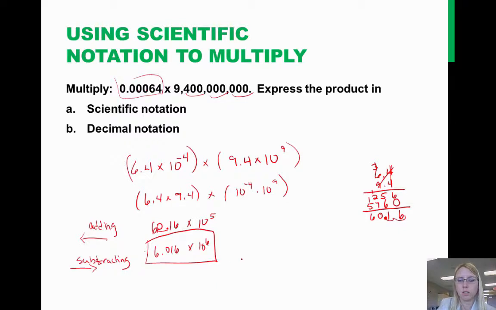So I'm going to take 6.016 and I'm going to move my decimal to the right 6 places. So 1, 2, 3, 4, 5, 6. So I need to add 3 more zeros to it. And now my final answer for part B is 6,016,000. So this is part B.